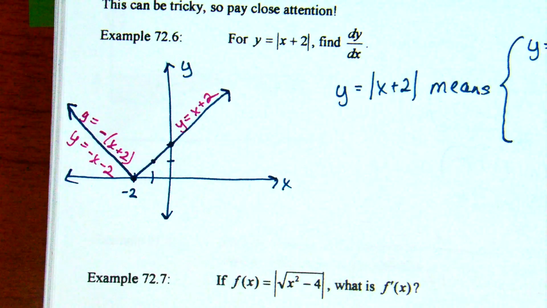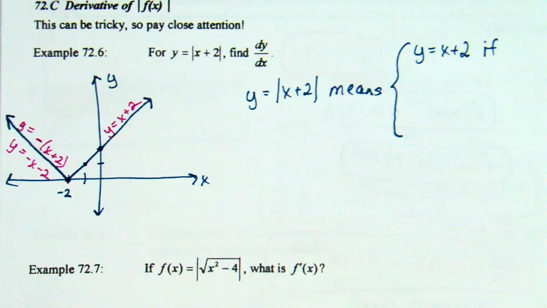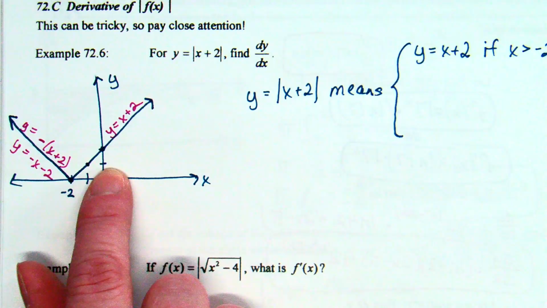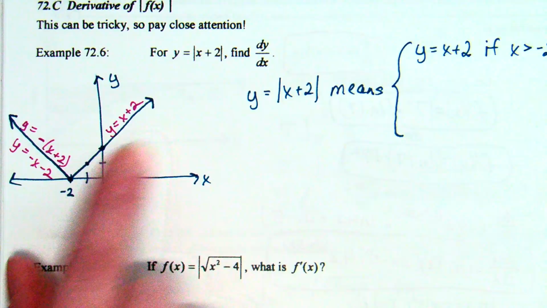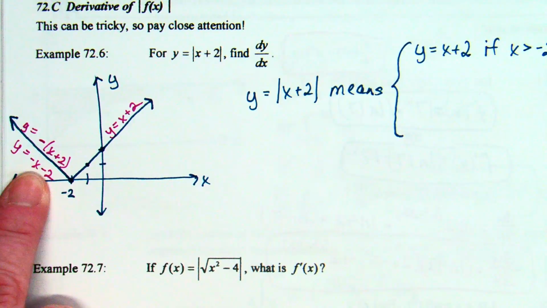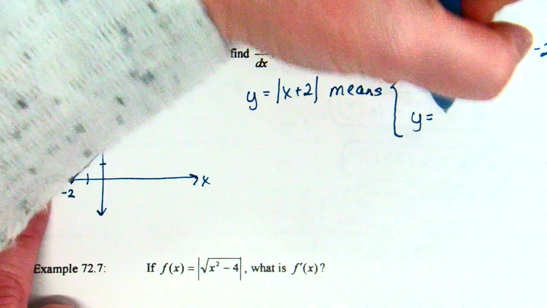When is this y equals x plus 2? When my x values are what? It's y equals x plus 2 when x is greater than negative 2, to the right of negative 2. So I'm going to say that y equals absolute value of x plus 2 means over here it's y equals x plus 2. That's when x is greater than negative 2. What about when x is less than negative 2? Yeah, negative x minus 2, or the negative of x plus 2. I'm going to make that at the bottom, and I'll come back and get the middle. And I don't care if you write negative x minus 2 or the negative of x plus 2.